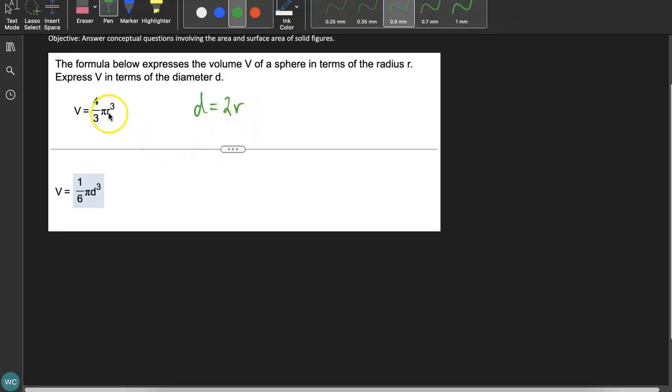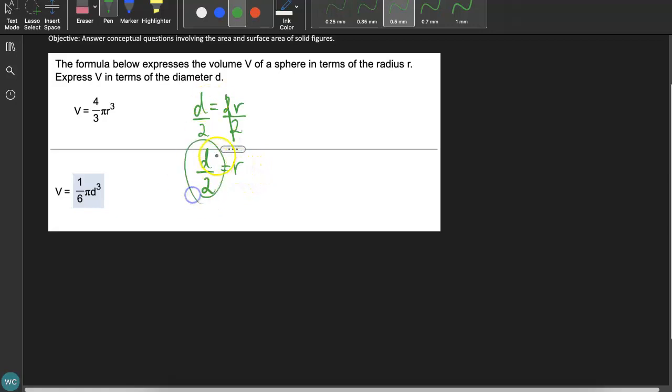However, when we go to substitute this into the formula for V, we don't have r isolated yet. So let's first isolate r by dividing both sides by 2. And what we get is an expression, d over 2. This is equivalent to the radius.